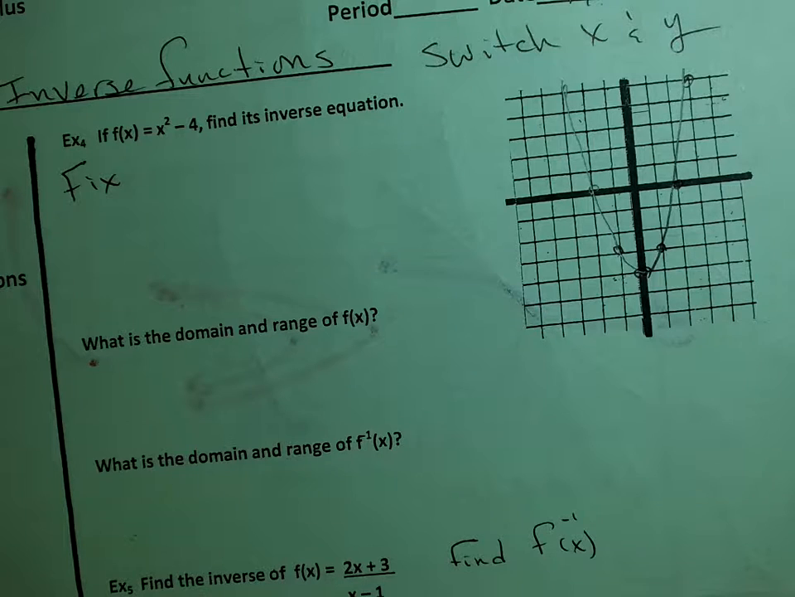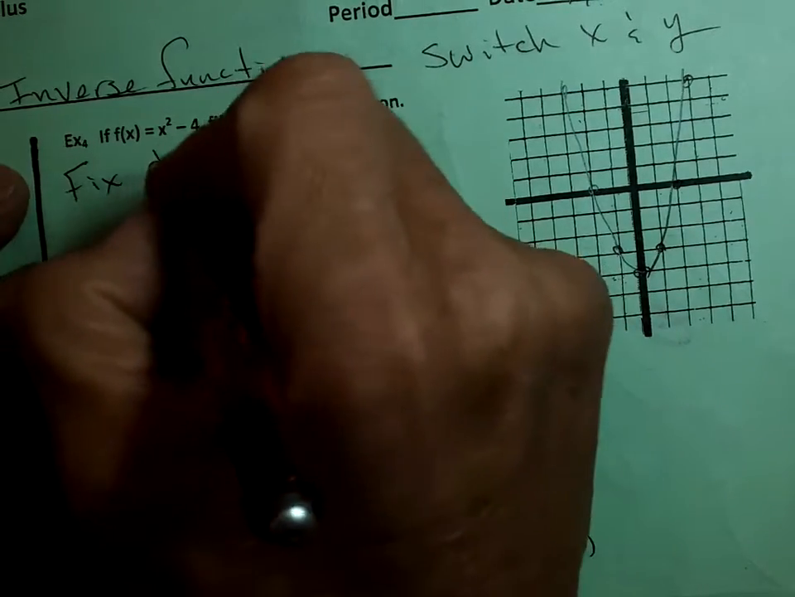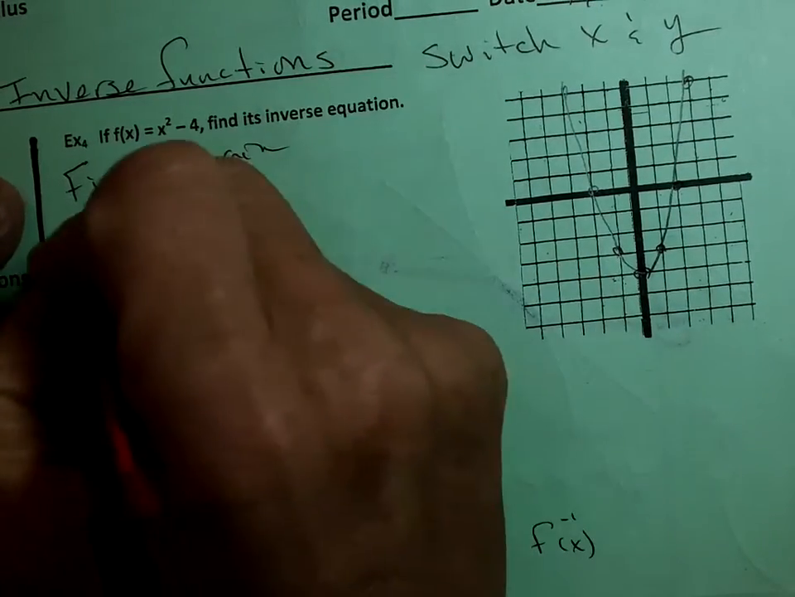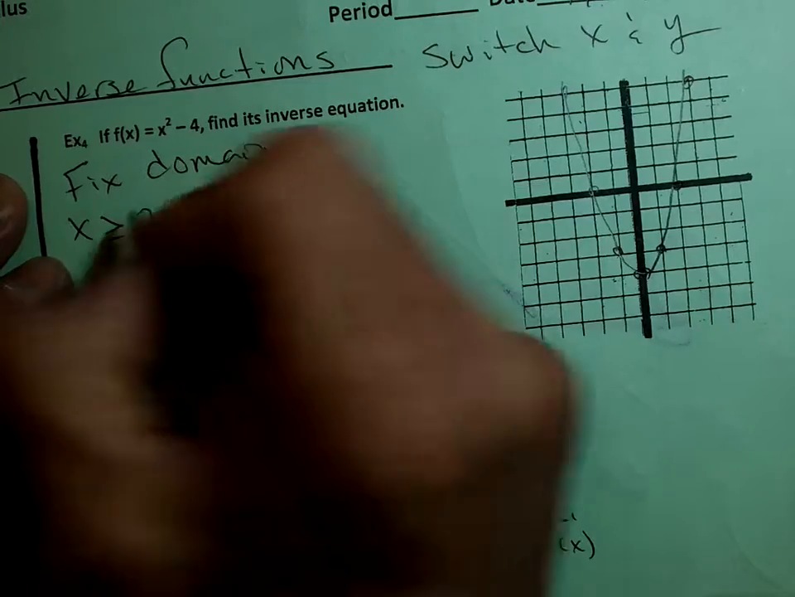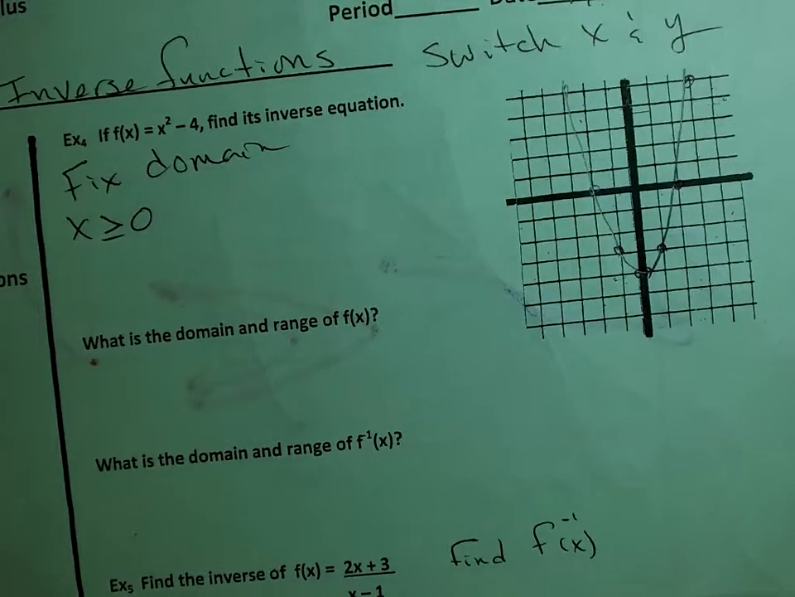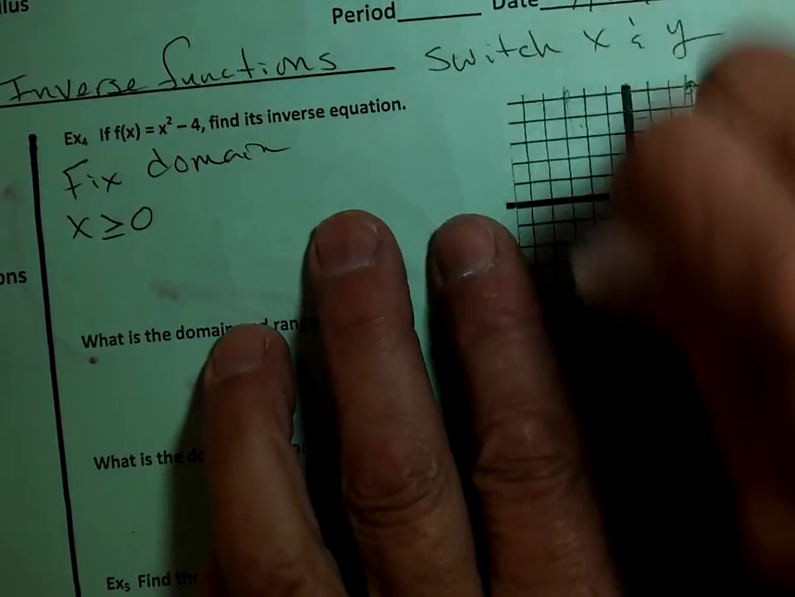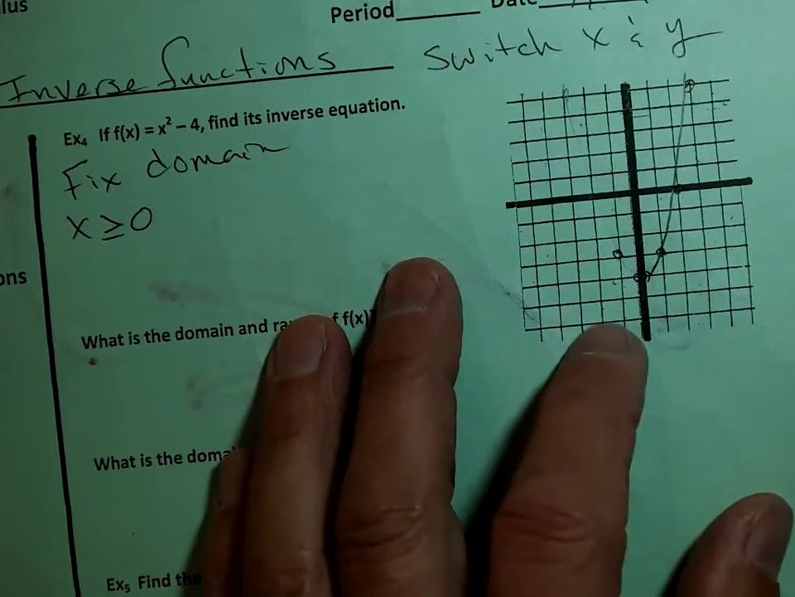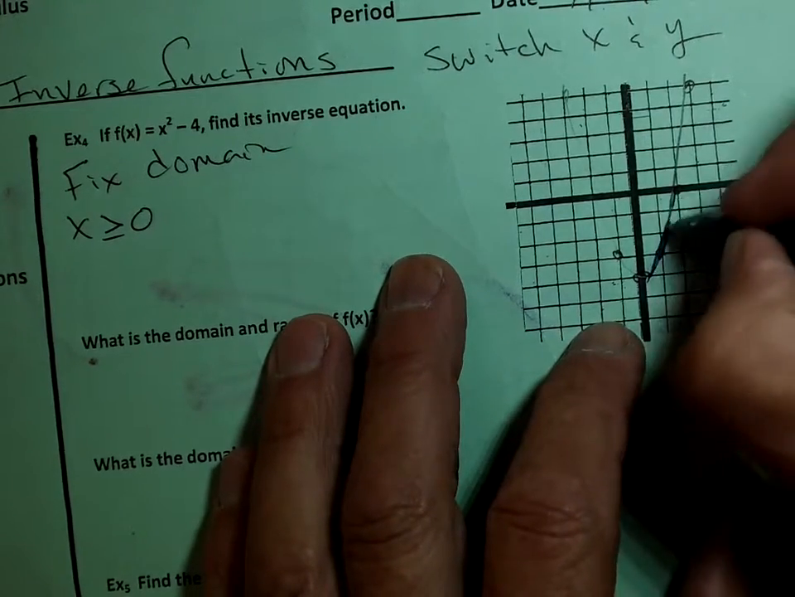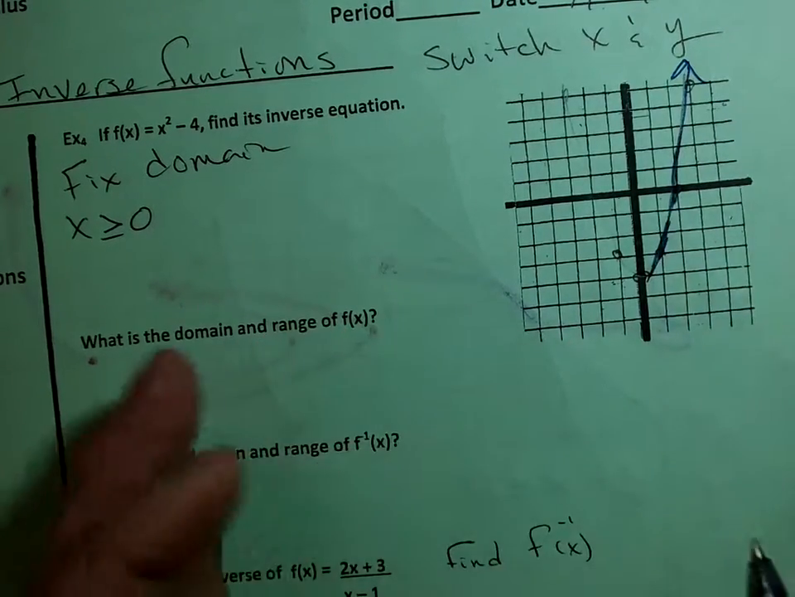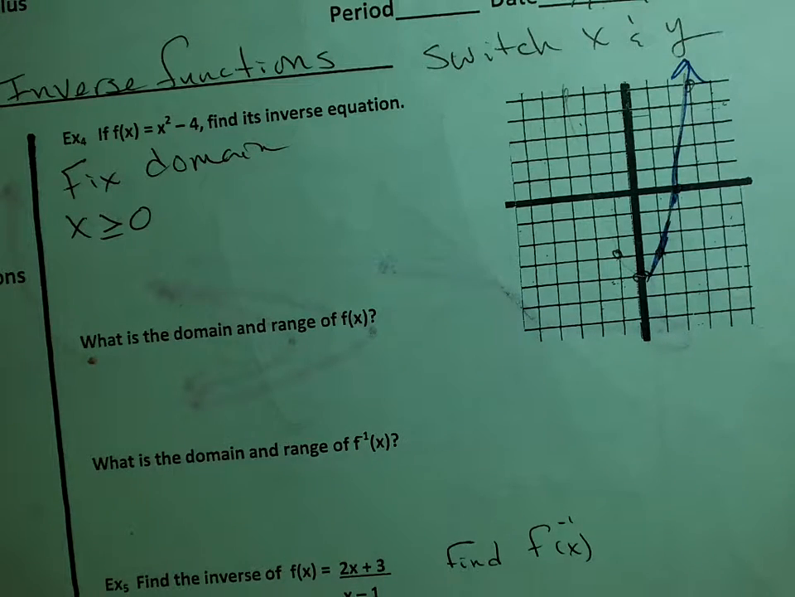So the way we get rid of it is change its domain. So let's get rid of the back half. Let's just go straight up here and say x is greater than or equal to 0. And then we can erase this back half, okay? So we fixed the domain by saying x has to be greater than or equal to 0. When we do that, the back half of the graph disappears, right? And all we have is this part of the parabola. And this part of the parabola has an inverse, okay?